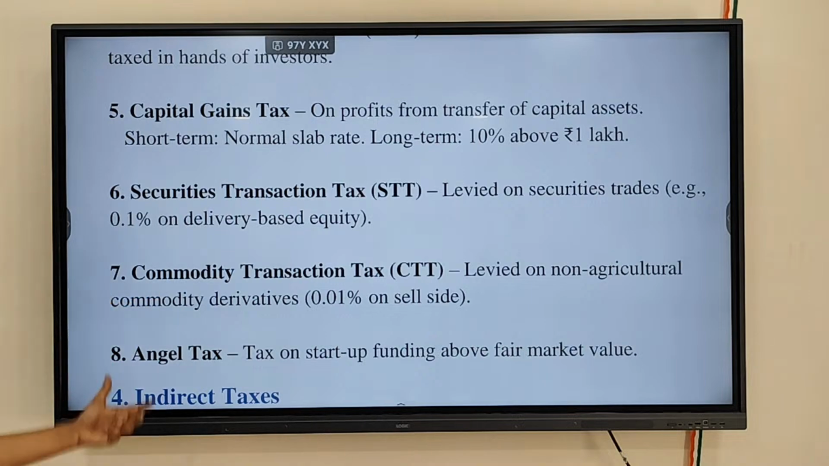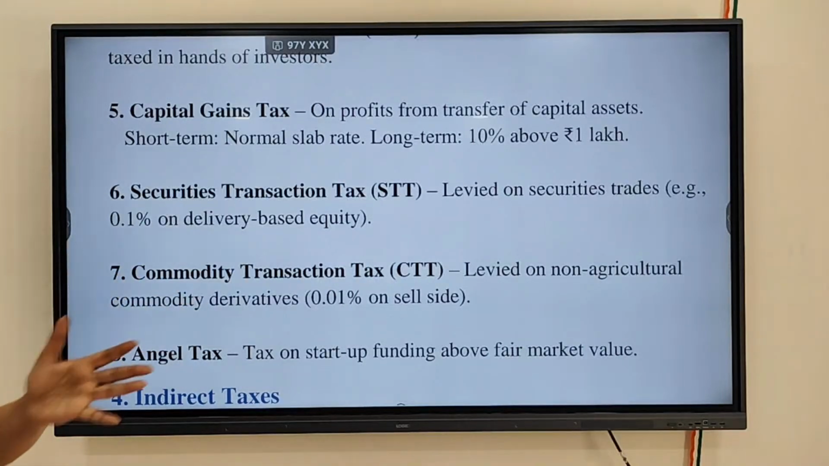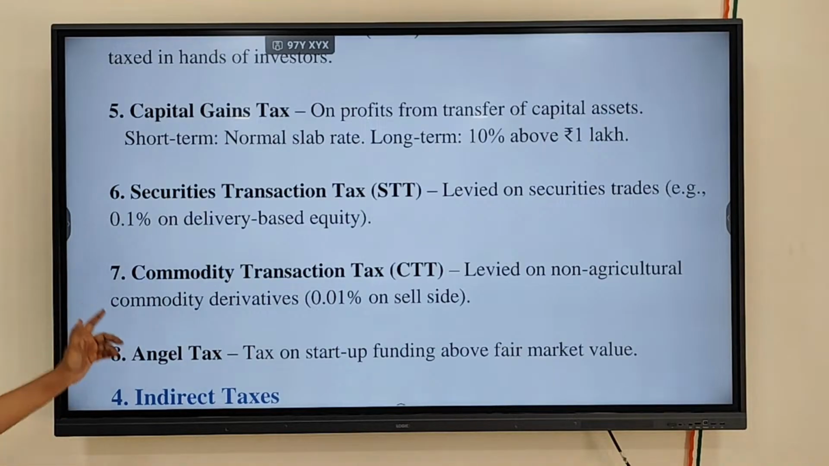Commodities means goods which are non-agricultural, like steel, gold, silver. That all comes under commodity transaction tax. Except agriculture goods, all the non-agriculture goods come under commodity transaction. Firstly, write down the STT and CTT.